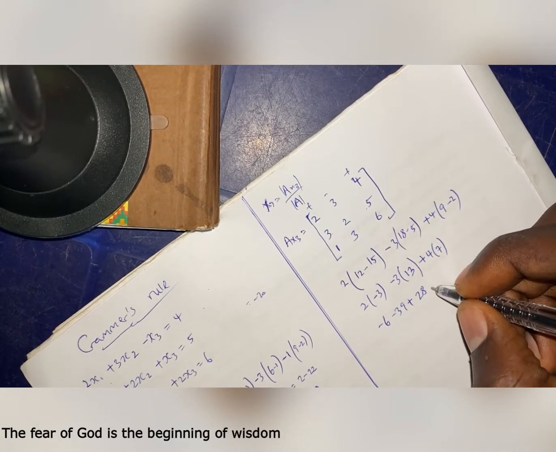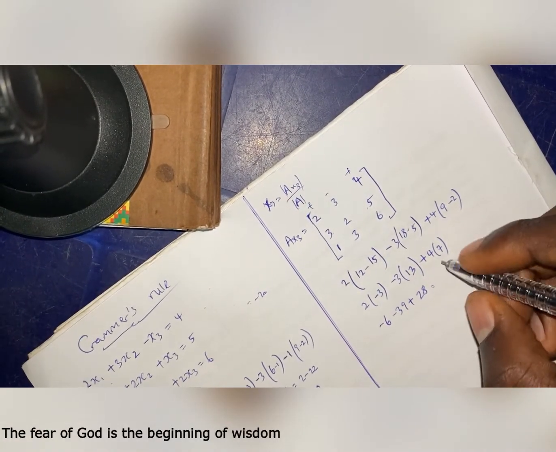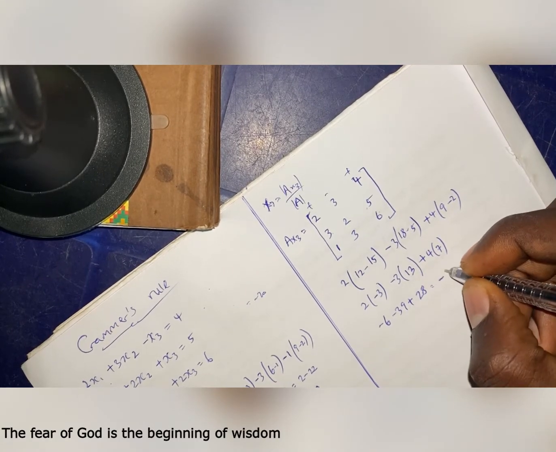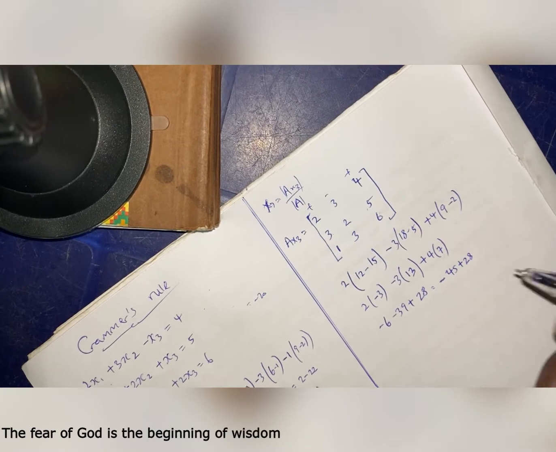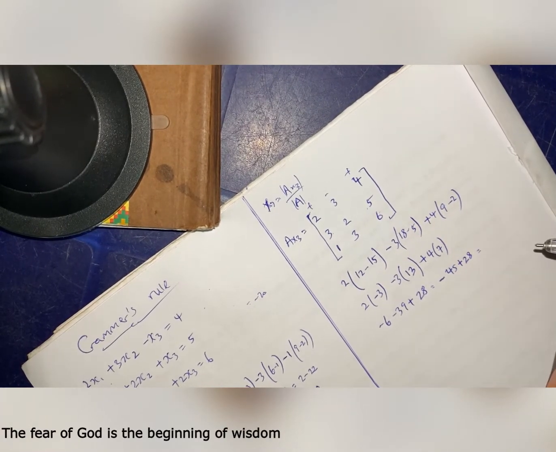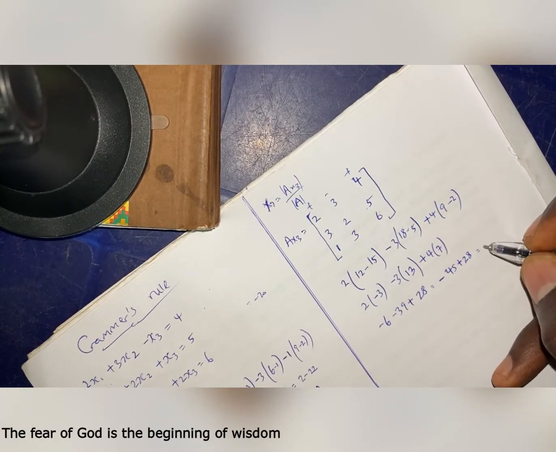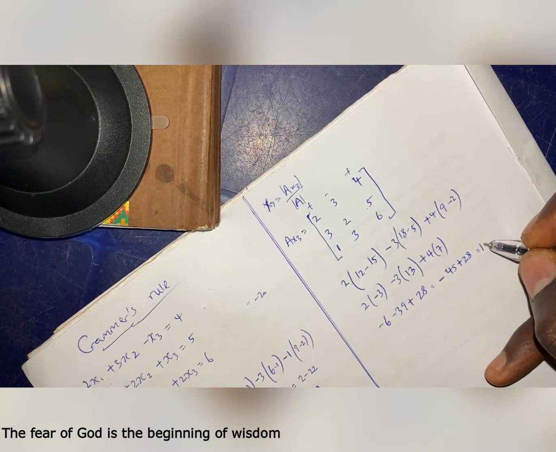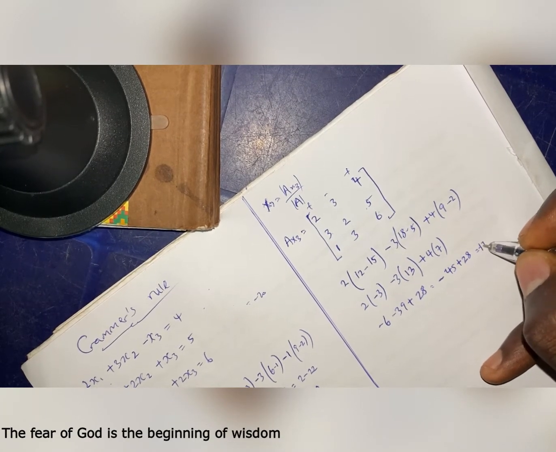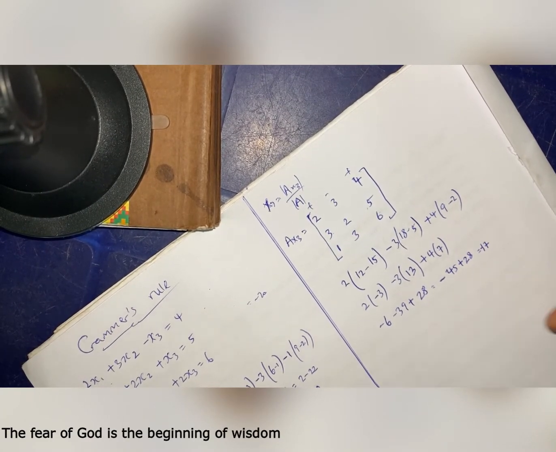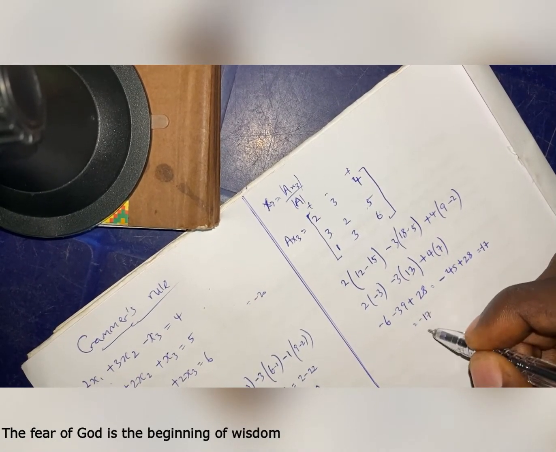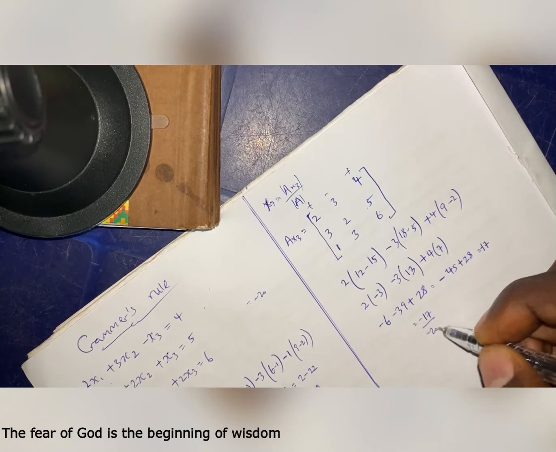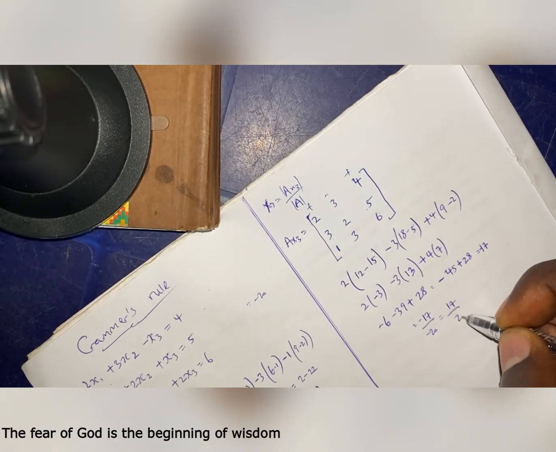And this will be equal to minus 45 plus 28. This will give us 17, I guess. Sorry, minus 17. Okay. So we have minus 17 divided by minus 20. Our answer will be 17 over 20.